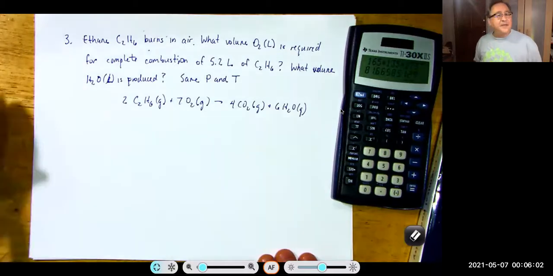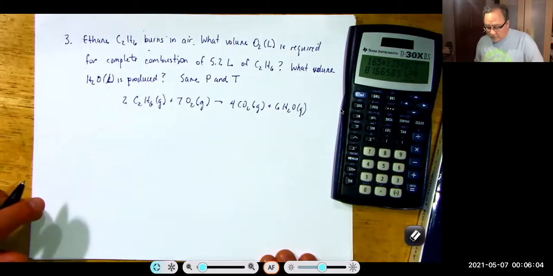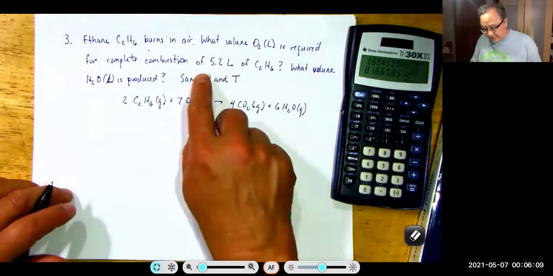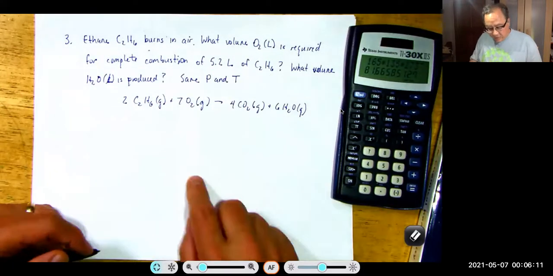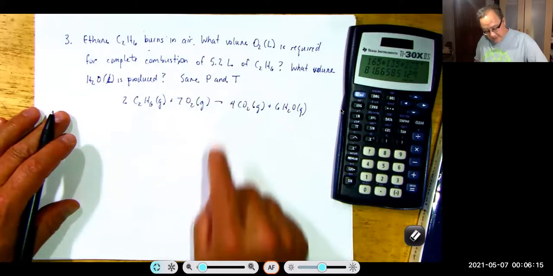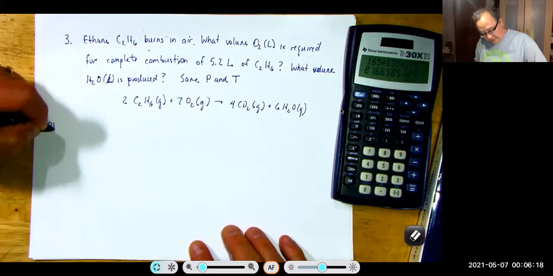Number 3, ethane burns in air. What volume of O2 is required for complete combustion of 5.2 liters of C2H6? What volume of H2O is produced? Same pressure and temp. Now, you know that PV equals nRT.